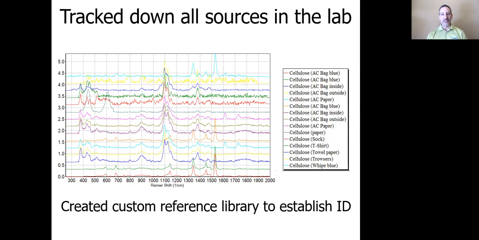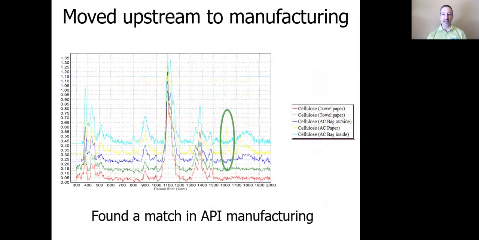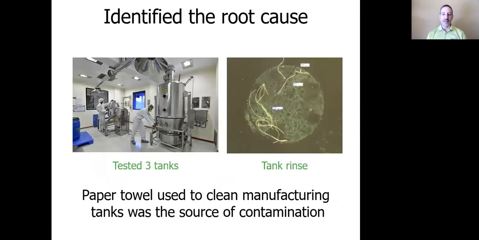So then what? The next thing they do is go back and look at the API manufacturing site, where the API is manufactured. They come up with this match, unfortunately shown in yellow here, so maybe not showing up so well on your screen, but they see a cellulose match from there. So from that point, it's okay, it's coming from the API manufacturing. What is it? They trace it eventually to the tanks. The tanks are cleaned in between manufacturing runs, and the cleaning is completed with a wipe of a paper towel. That paper towel leaves fibers behind that end up in the next API. And so they changed their cleaning process to remove the fibers, and the problem goes away.